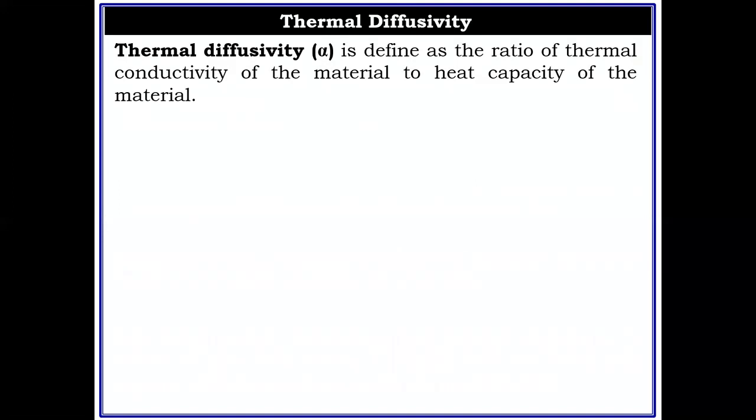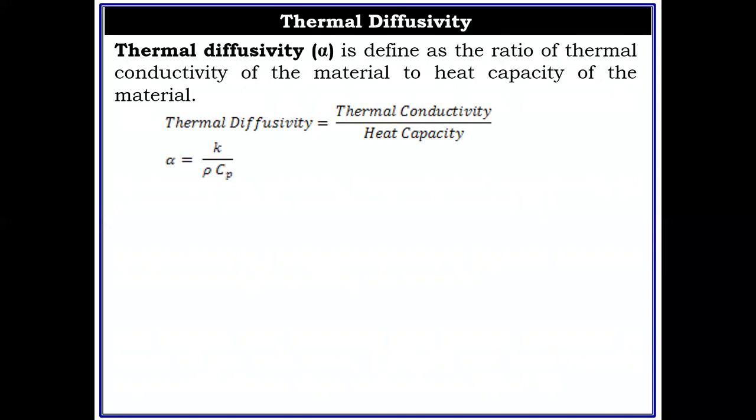Now the thermal diffusivity. For thermal diffusivity, we must understand what thermal conductivity and heat capacity are. Thermal diffusivity is defined as the ratio of thermal conductivity of the material to heat capacity of the material. So the mathematical expression: thermal diffusivity is thermal conductivity upon heat capacity. The formula becomes K upon rho Cp. Many times it is denoted by K upon rho C, capital C only, and thermal diffusivity is denoted by alpha.